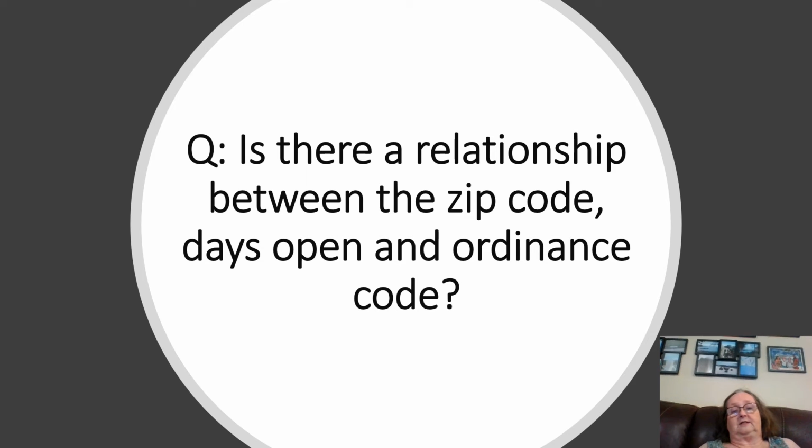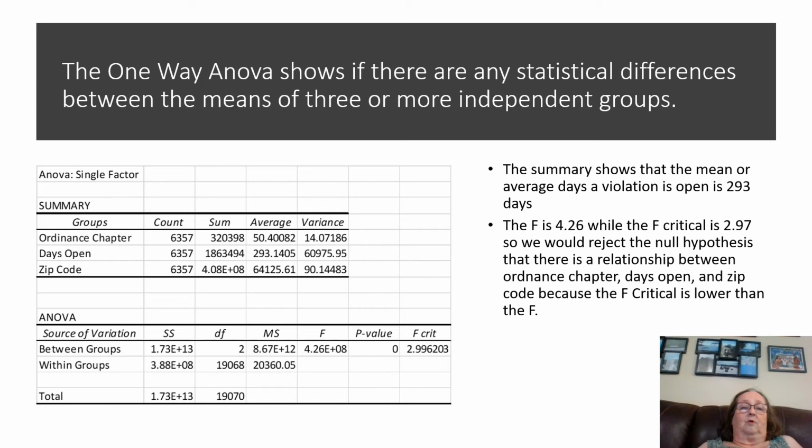The third question is, is there a relationship between the zip code, days open, and ordinance code? What I chose was the one-way ANOVA. The one-way ANOVA shows if there are any statistical differences between the means of 3 or more independent groups.